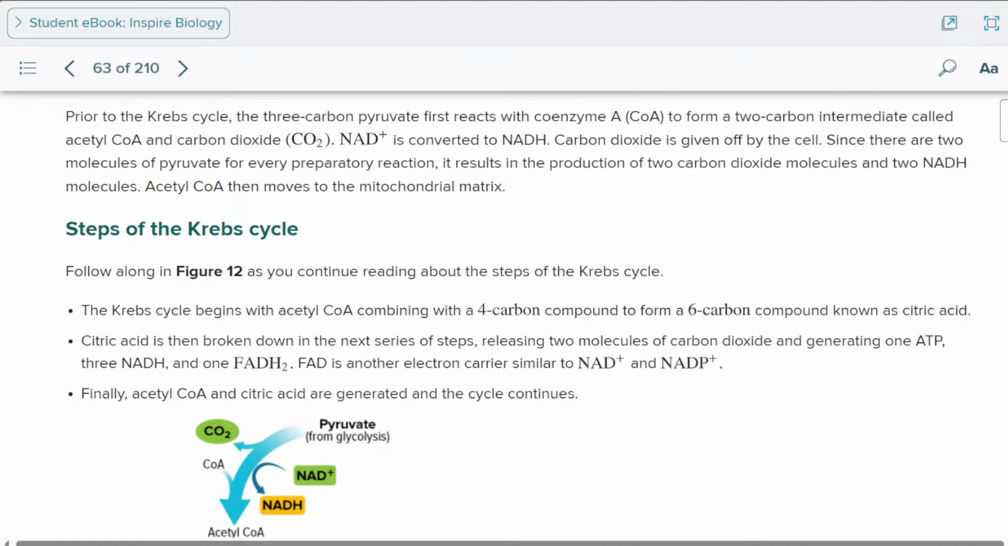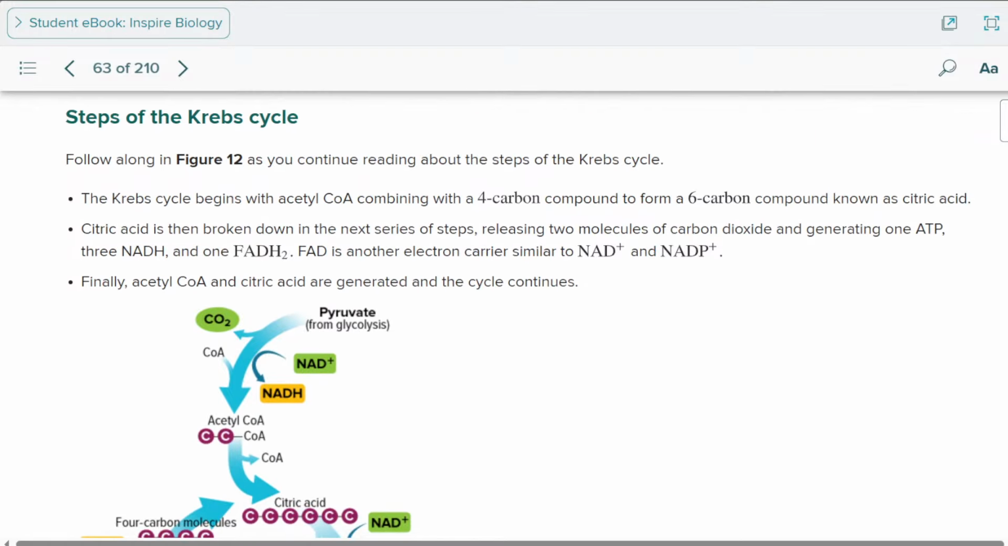So here, I don't know if I really mentioned this earlier or not, but since we have 2 pyruvate, we're going to have the citric acid cycle turn twice. But I'm still unsure if this is true or not. I just remember learning that.